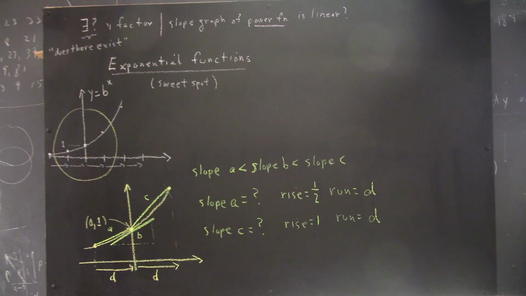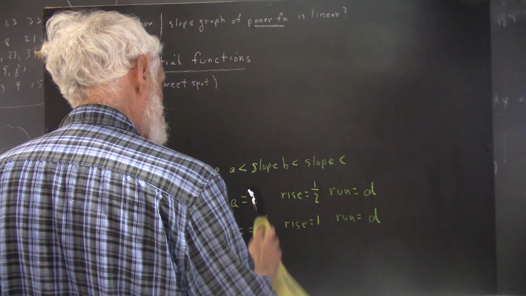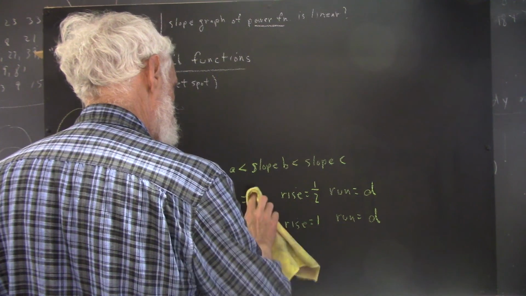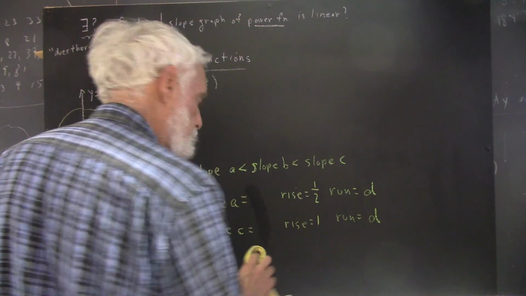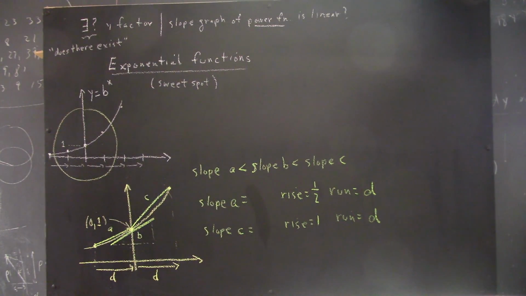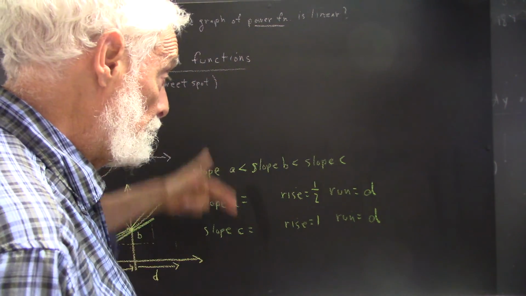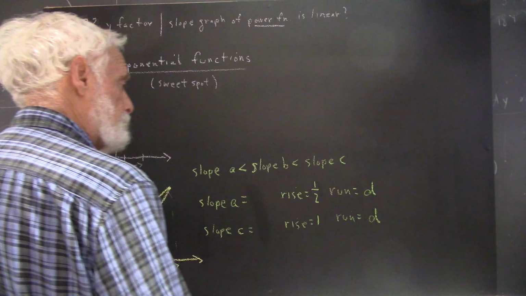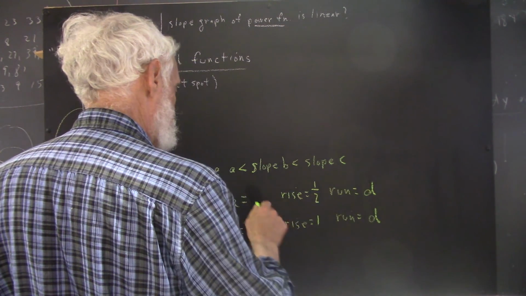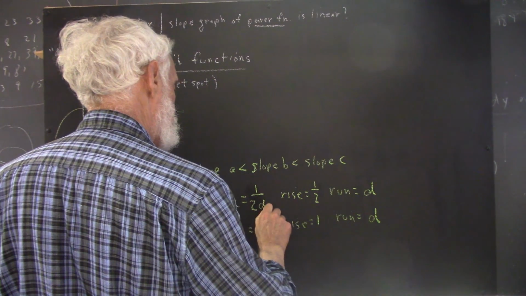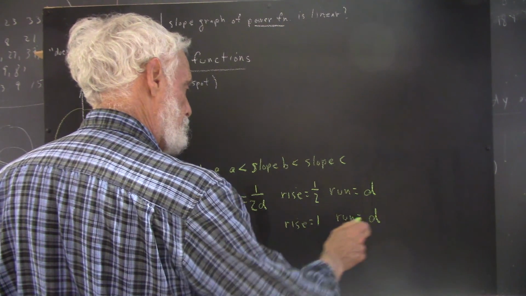Okay, so now what are the expressions for the slopes of the two segments? You should be pausing while I'm doing this, or you should be thinking about it. Pause until you think you have an answer. But it's rise divided by run, and that's going to be 1/2 divided by d. That's 1 over 2d. And here it's 1 over d.